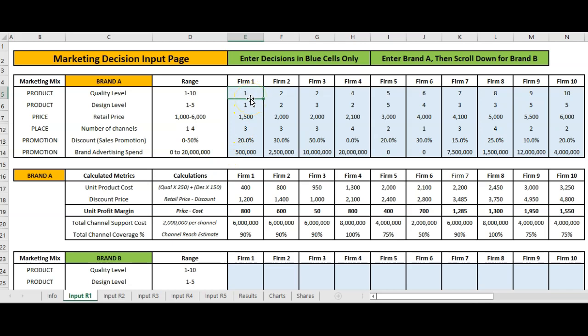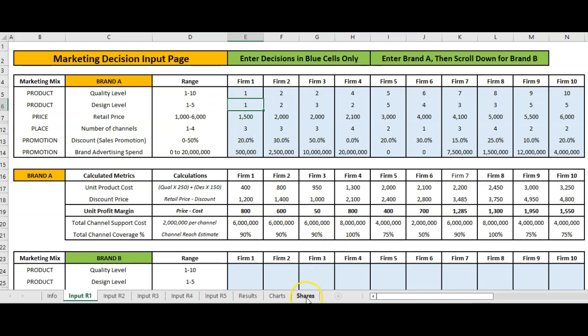The only thing you should avoid doing is picking up a cell and dragging it somewhere, because of the formulas and the calculations behind the scenes. So if somebody changes their decision, you need to retype it rather than dragging it across somewhere. Okay, so quality levels you put in, the design levels, all coming from the students.